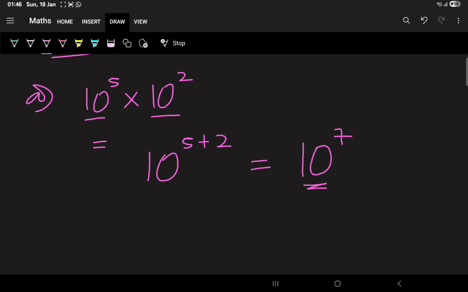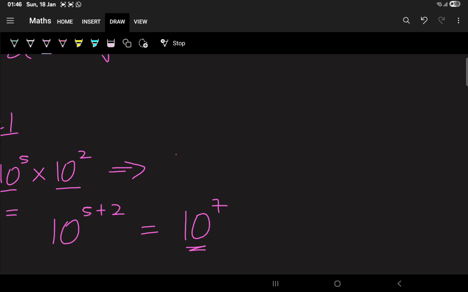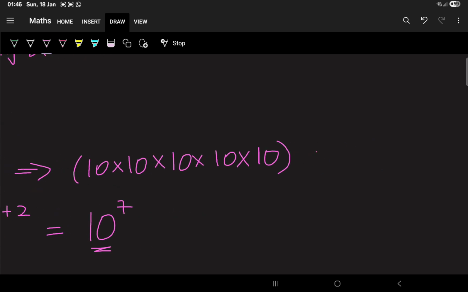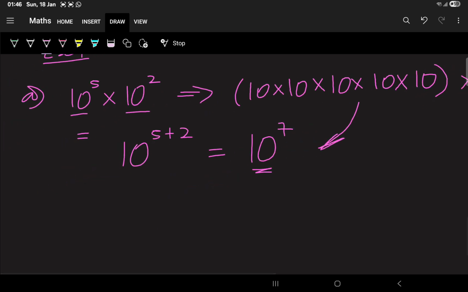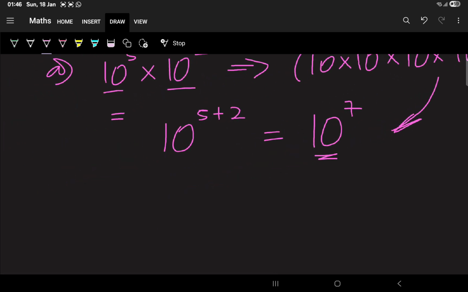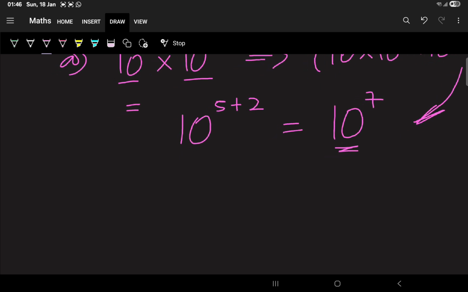The traditional method would have been expanding this: 10 times 10 multiplied by 10 multiplied by 10 multiplied by 10, 5 times, then multiplied by 10 multiplied by 10, and this will also be equivalent to 10 raised to the power of 7. So this law makes simplification faster.